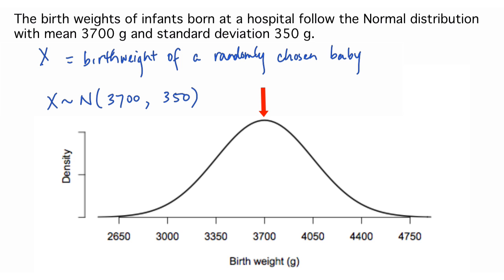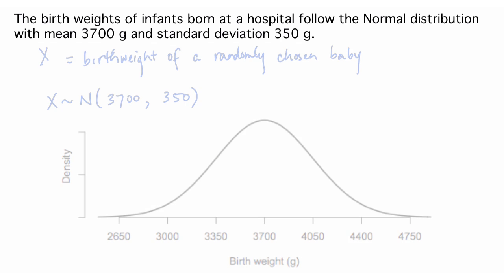The peak is at our mean of 3,700. One standard deviation is 350 grams. So either side of 3,700, the range from 3,350 grams to 4,050 grams, covers about 68% of the birth weights of the babies born at this hospital. So we'd expect about 68% of the babies born at the hospital to have their birth weight in that range.